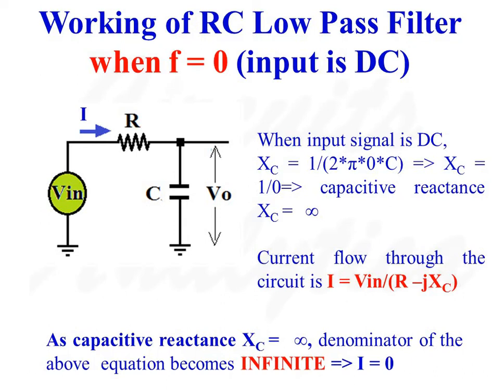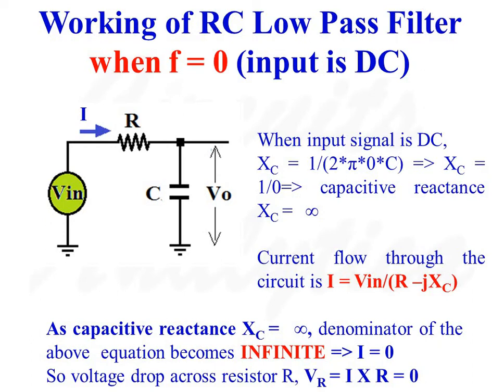So current flow through the circuit is given as I is equal to Vin divided by R minus jXc. As capacitive reactance Xc is equal to infinity, denominator of the above equation becomes infinite. That means current flow through the circuit I is equal to 0. When current I is equal to 0, voltage drop across resistance R, VR is equal to I into R, that is equal to 0.